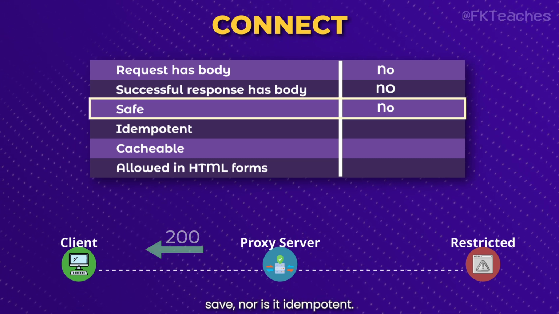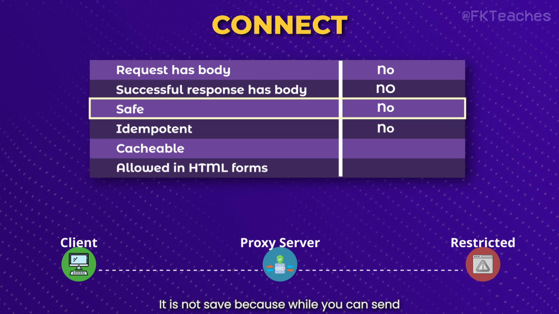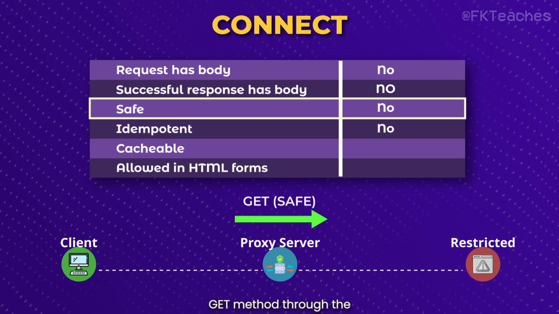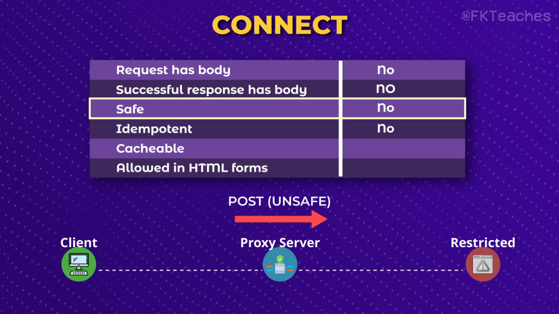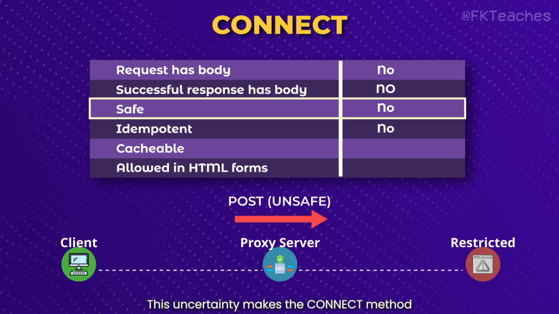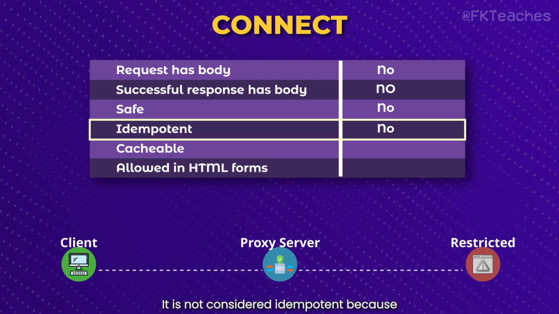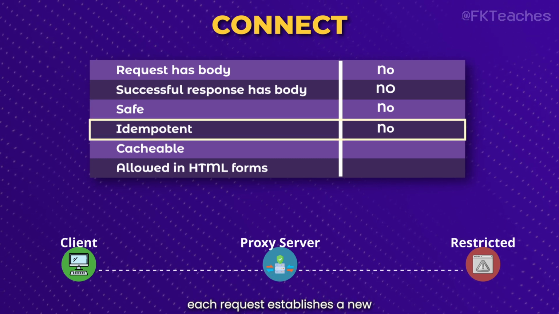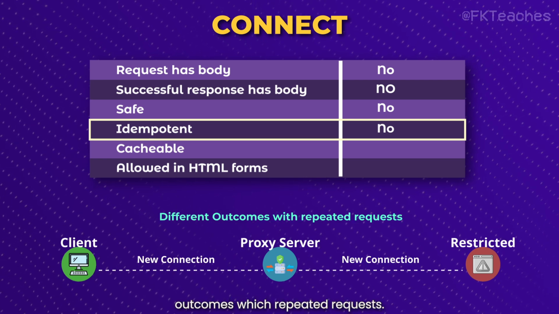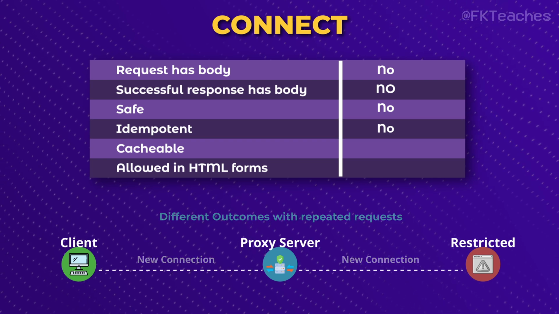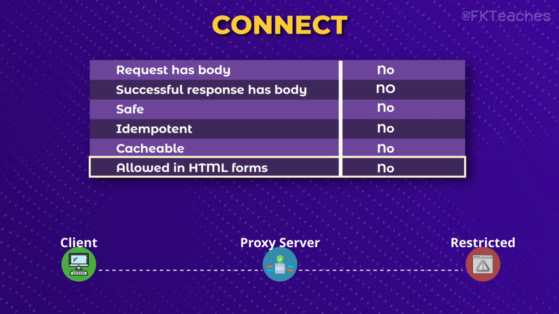It is also neither safe nor is it idempotent. It is not safe because while you can send safe requests with the GET method through the tunnel, you can also send unsafe requests using the POST method. This uncertainty makes the CONNECT method to be considered unsafe. It is not considered idempotent because each request establishes a new connection, potentially leading to different outcomes with repeated requests. The CONNECT method is also not cacheable and cannot be used in HTML forms.